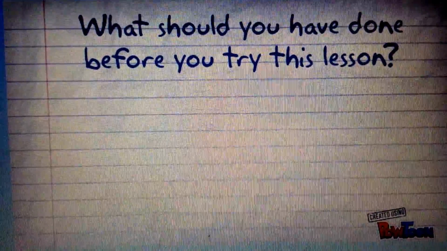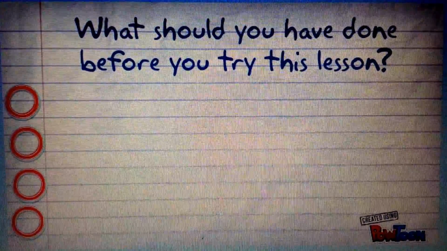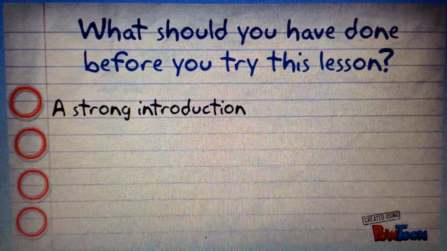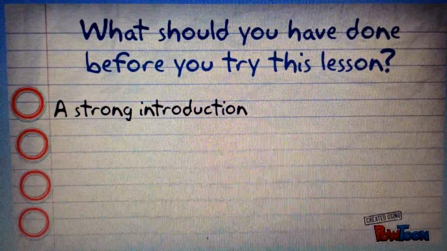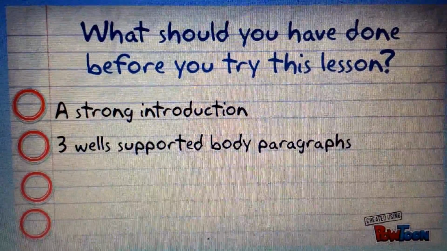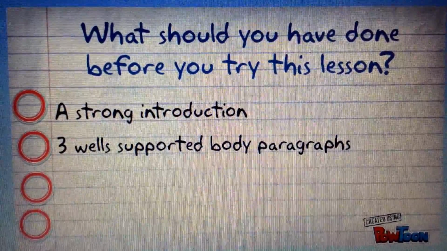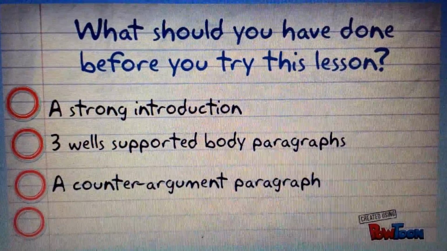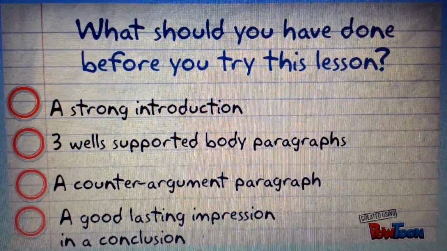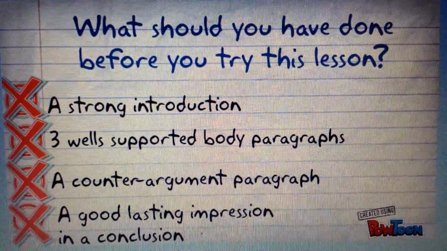We've been working on our argument essays, and there's some things you'll need to have done before you're ready to try this lesson. For starters, make sure you have a strong introduction written that really introduces what your piece is going to be about. Second, third, and fourth, you should have 3 well-supported body paragraphs where you bring forth all the evidence you have to support your opinion. Next, you should show that you've thought about the other side of the argument in a counter-argument paragraph. Finally, leave your reader with a strong, lasting impression by concluding in a unique way.